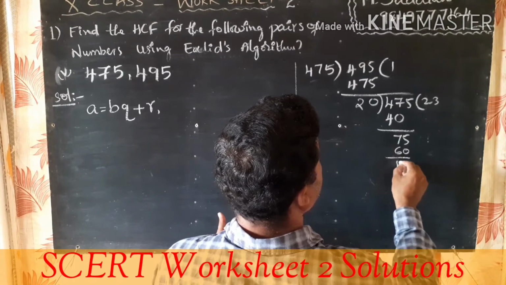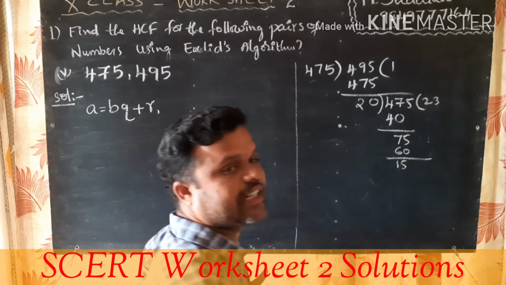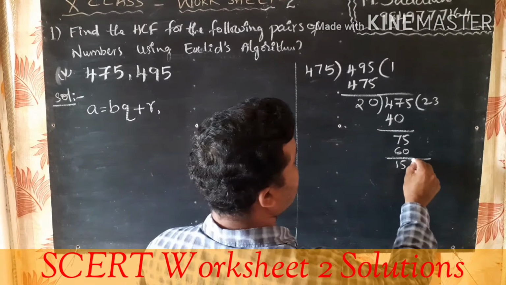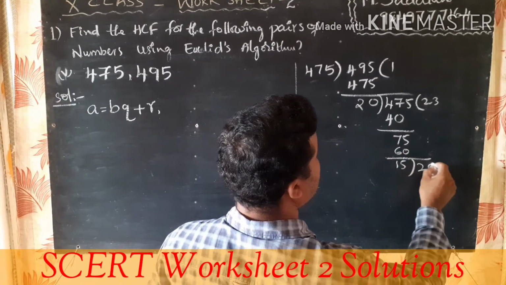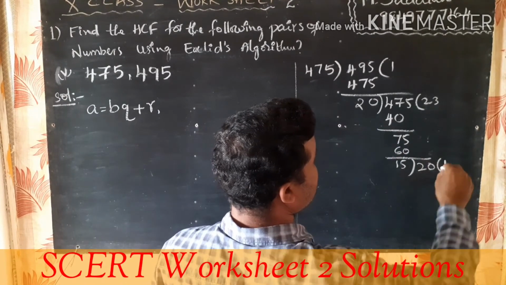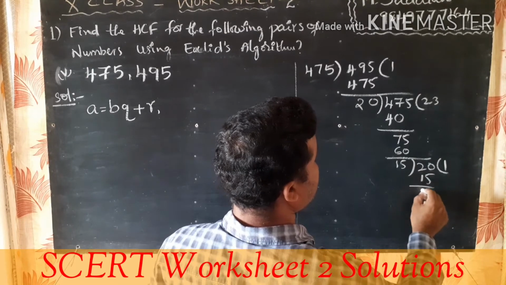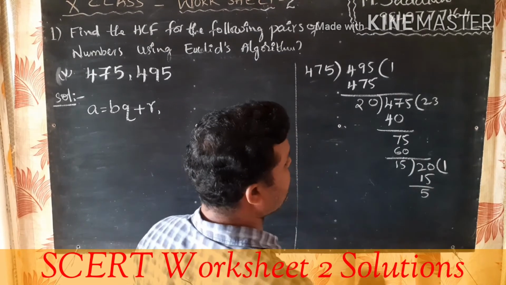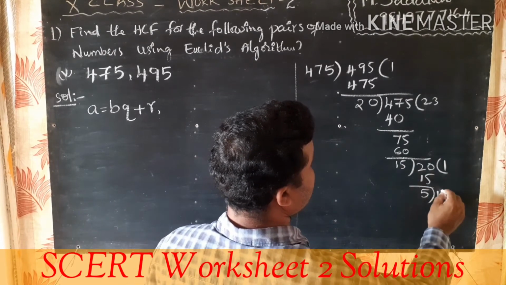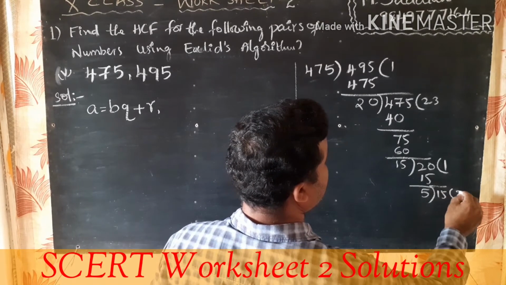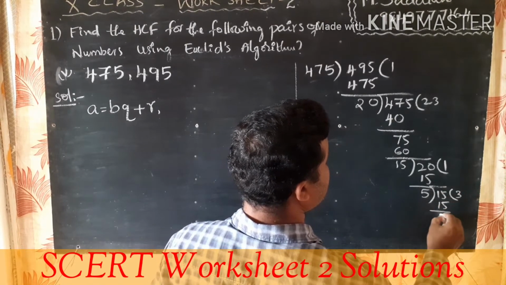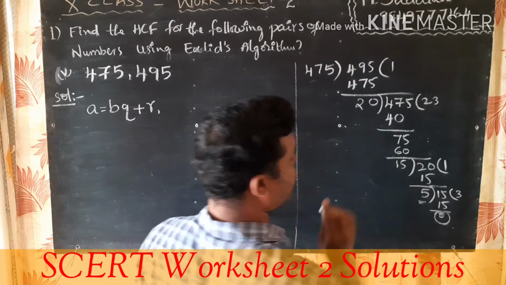What did we get as the remainder? Till the remainder is 0, continue the process. The 20 is here. 15 once is 15, the remainder is 5. Again the remainder is not equal to 0. The 15 comes here. 5 threes are 15, hence the remainder is 0. We can stop the process.